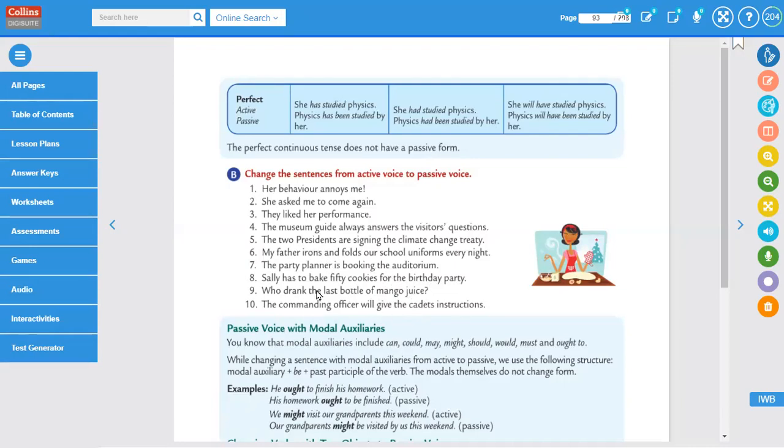Yes, you can. Ma'am, by whom the last bottle of mango juice drank? Drank. Ma'am, the last being past tense. Yes. The last bottle of mango juice is drink by someone. No. What are you saying? No, ma'am. That will be by whom, ma'am? Yes. By whom, and that will be placed at the first of the sentence. Ma'am, by whom the last bottle of mango juice was drank? Was drunk. Yes, ma'am, drunk. By whom was the last bottle of mango juice drunk? Okay, ma'am.